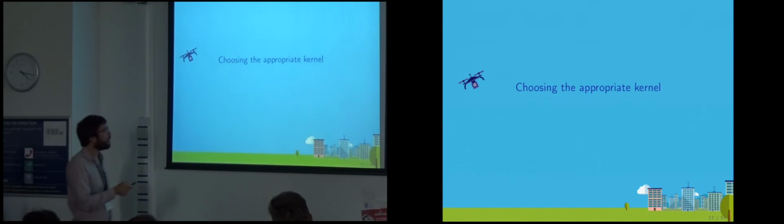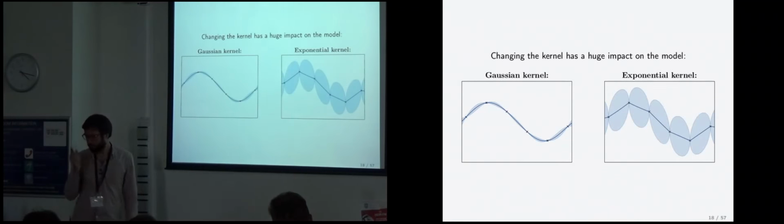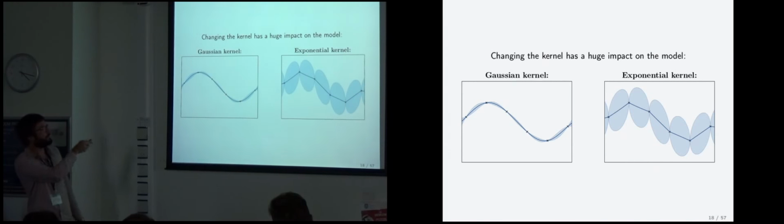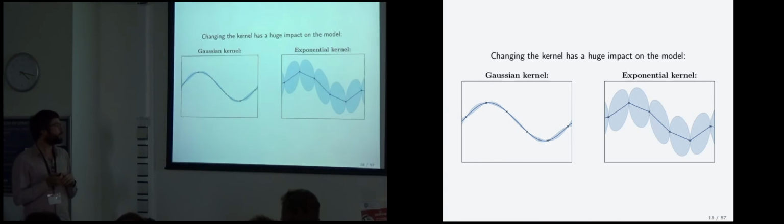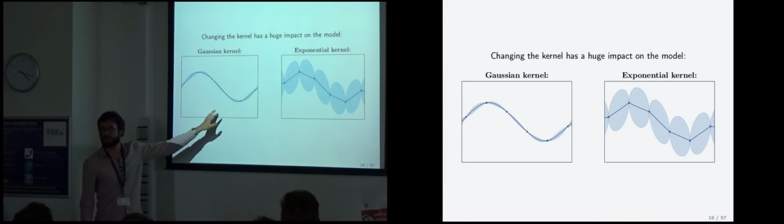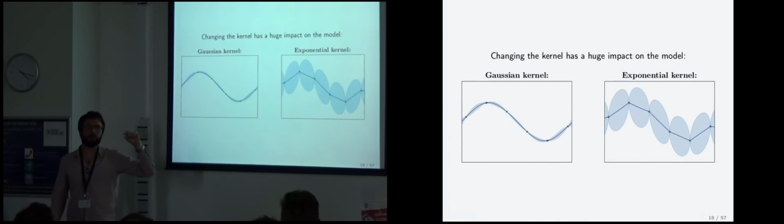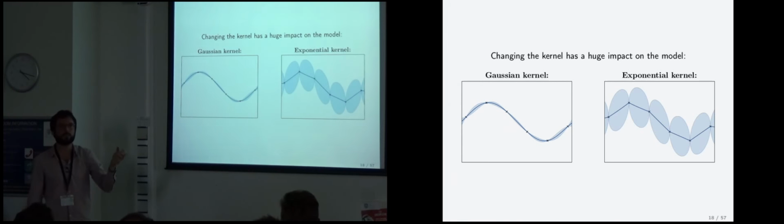So now, how to choose the appropriate kernel. This is the same data on the two graphs, just I fitted a model with two different kernels. So now, do you think one of these models is better than the other? There's a good and a bad answer to this question. So people could be tempted to say that this model on the left is better because it is more certain about what is happening. So we like to reduce uncertainty, so this model is better.